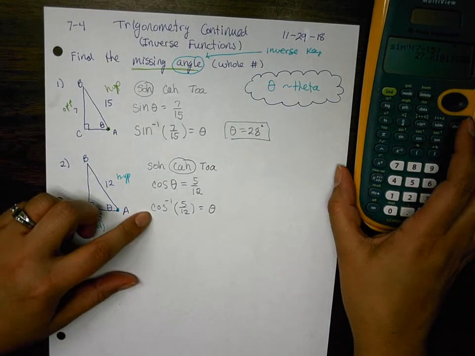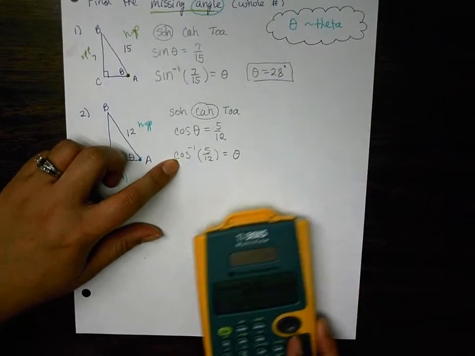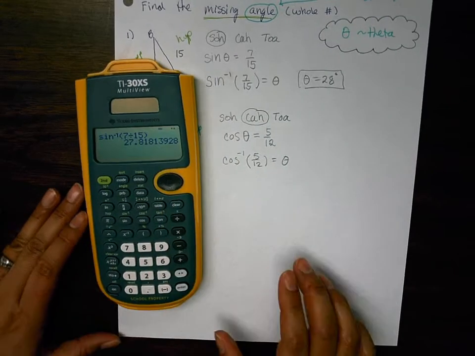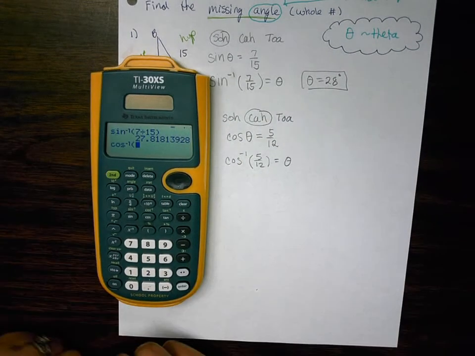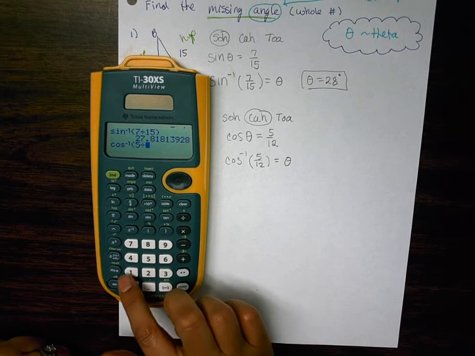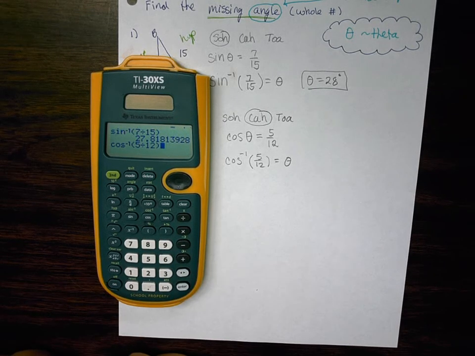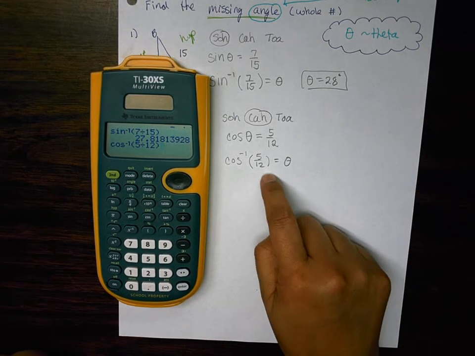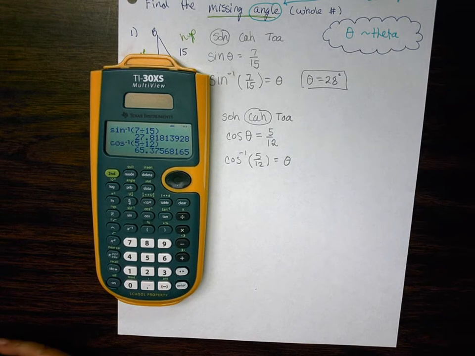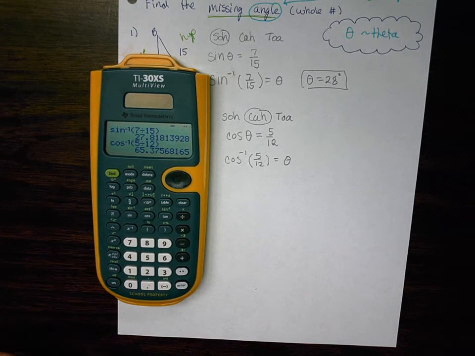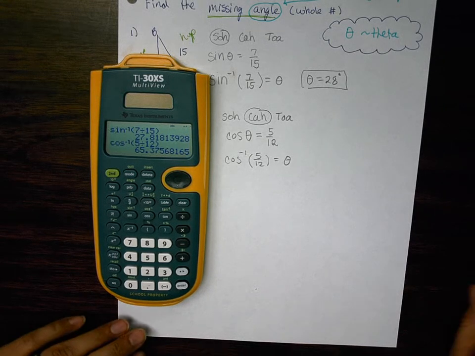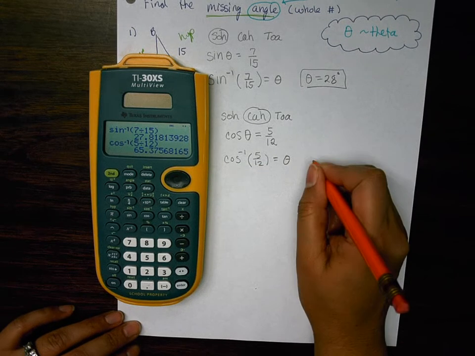And no, you can't tell me you didn't know what to write, because what you're typing in your calculator is what you're writing. That's exactly what you type in your calculator. Second cosine, 5 divide 12, close parentheses, equals. 65.37568165. Does that round to 66 or stay 65?